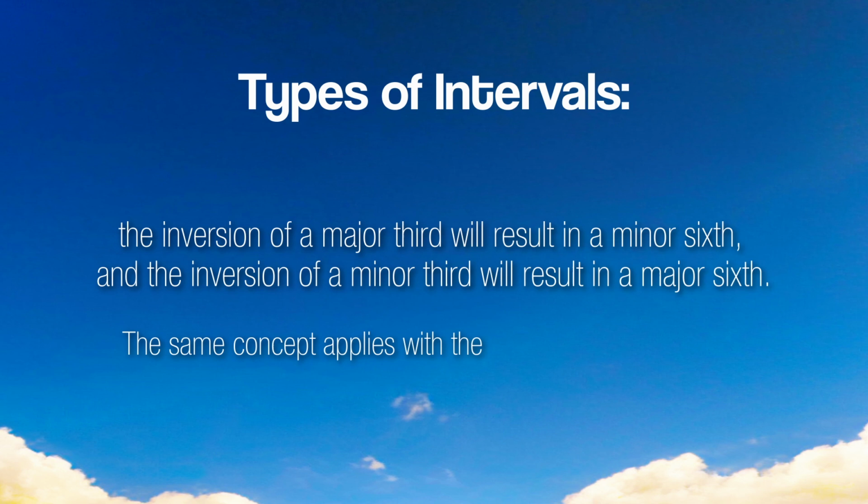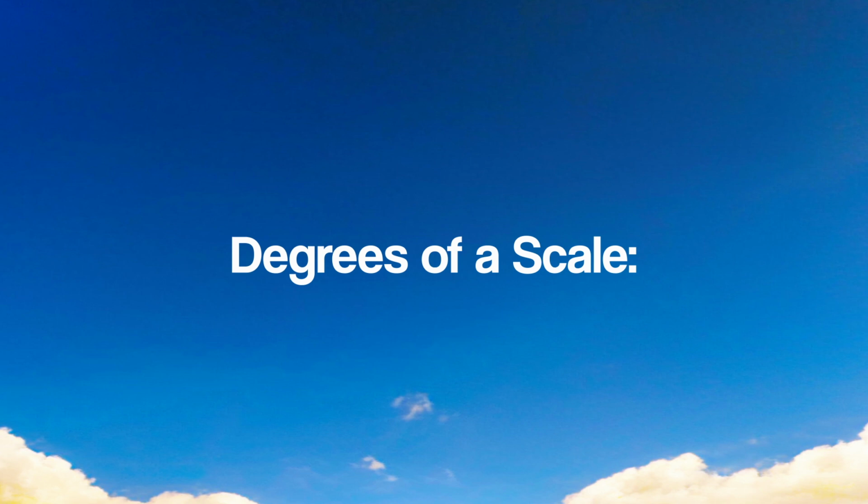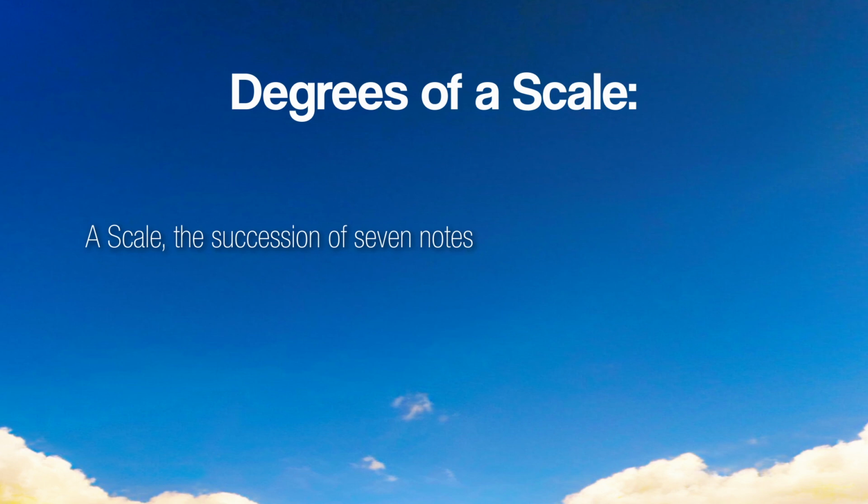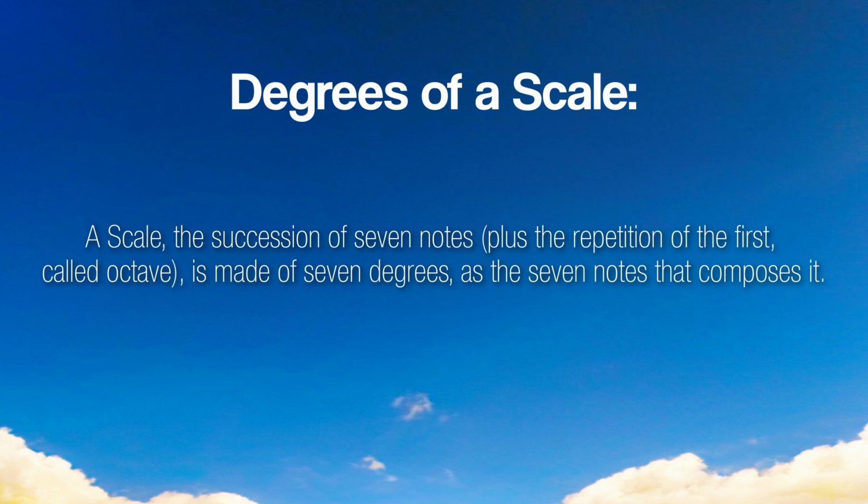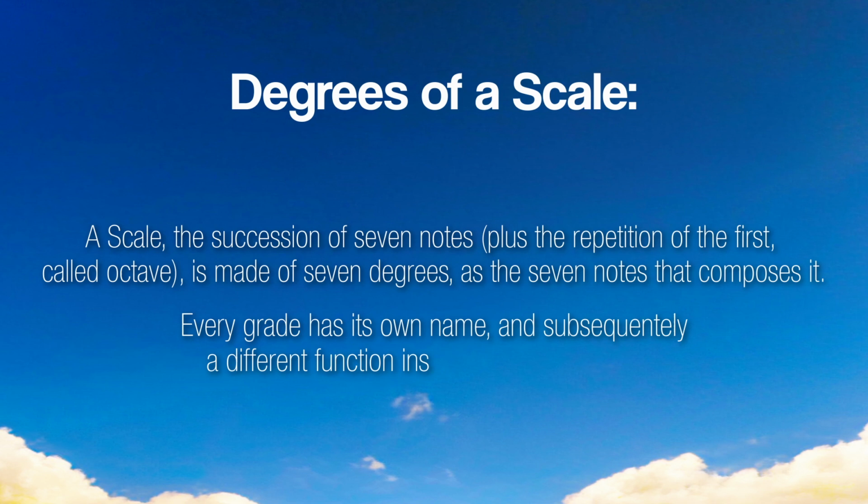Now that we have grasped the concept of interval, we can start talking about the grades or degrees of a scale. A scale, the succession of seven notes plus the repetition of the first, called octave, is made of 7 degrees, as the seven notes that compose it. Every grade has its own name, and subsequently a different function inside the tonal harmony.